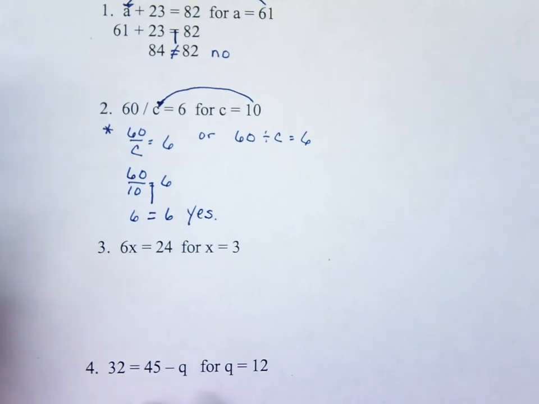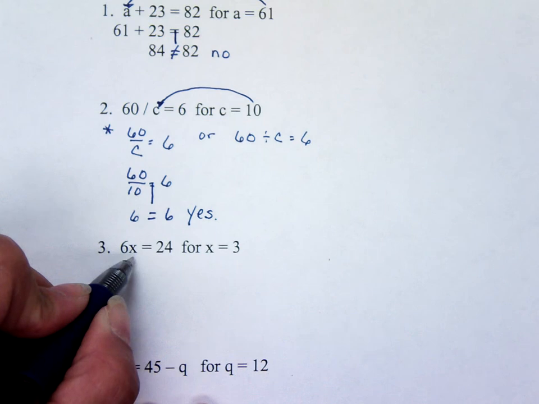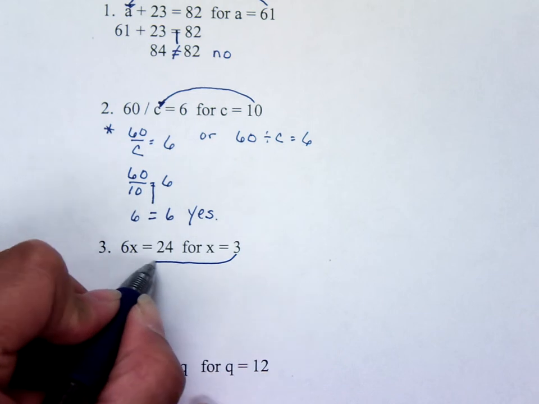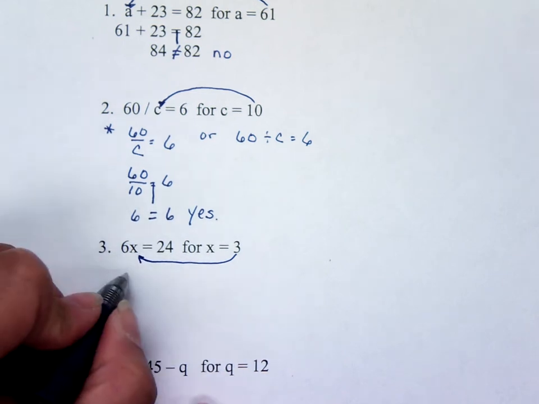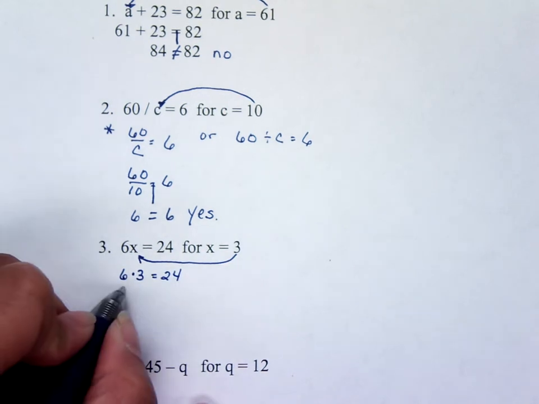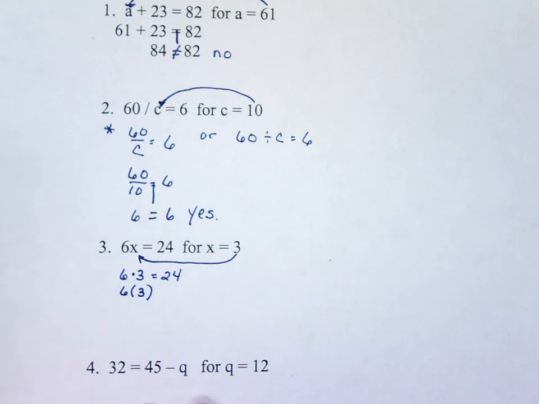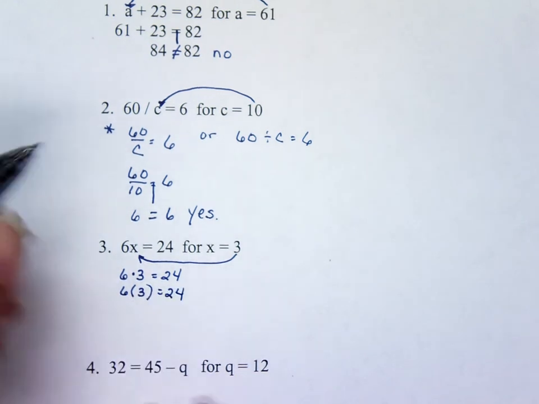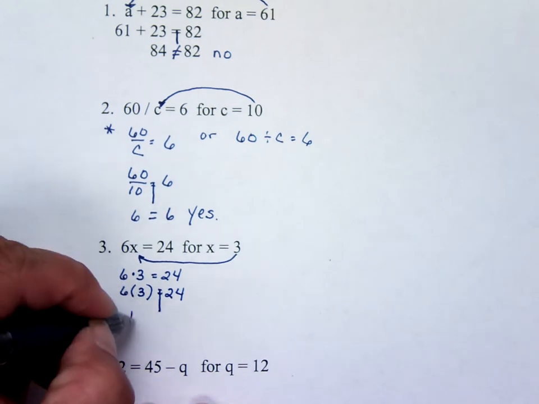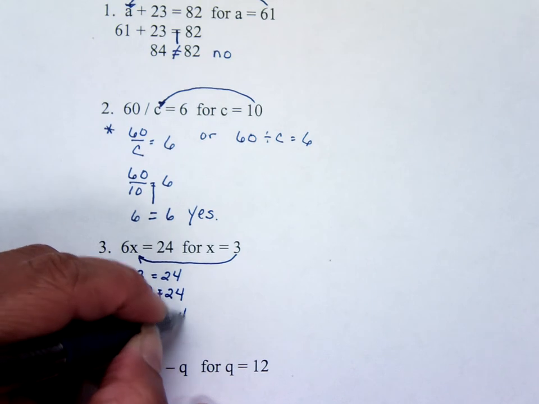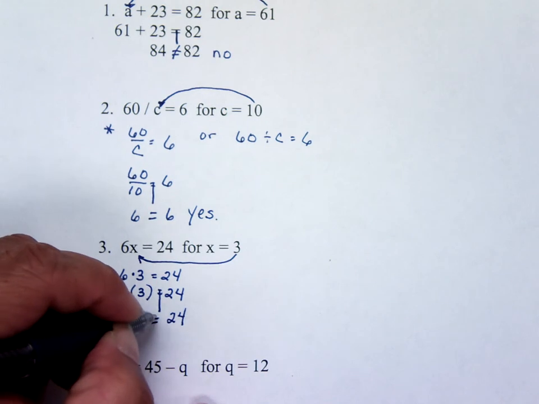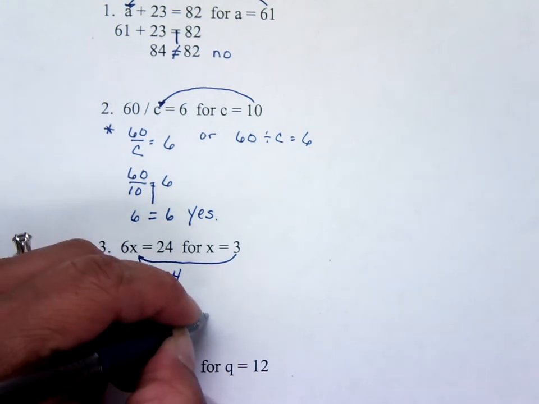Let's look at number 3. Number 3, a number next to a variable means to multiply. Okay, so you're going to replace the x with 3. And so you're going to write it as 6 times 3 is equal to 24. Or in algebra, what I want you to start remembering to do is write it in parentheses, equals 24. Make your line on your equal sign, and on the left-hand side, 6 times 3 is 18. Bring down the 24 because there's nothing to do there. And say, does 18 equal 24? It does not, so you put an equal sign with a line through it, and you write no.